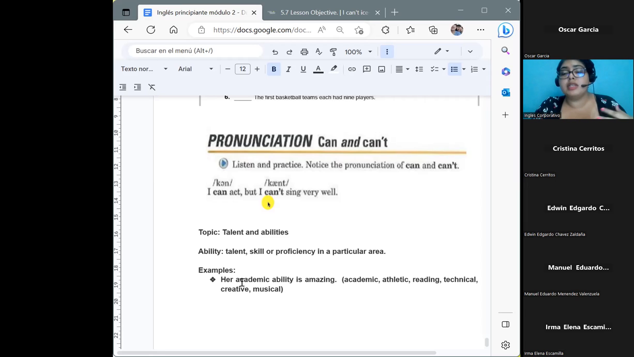Something technical that is related to the academic part, something creative, and something musical. Then we have another example. I have the ability to draw cartoons.